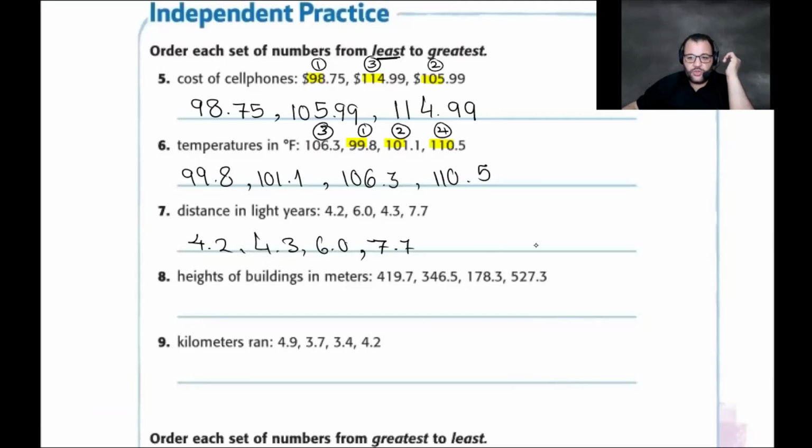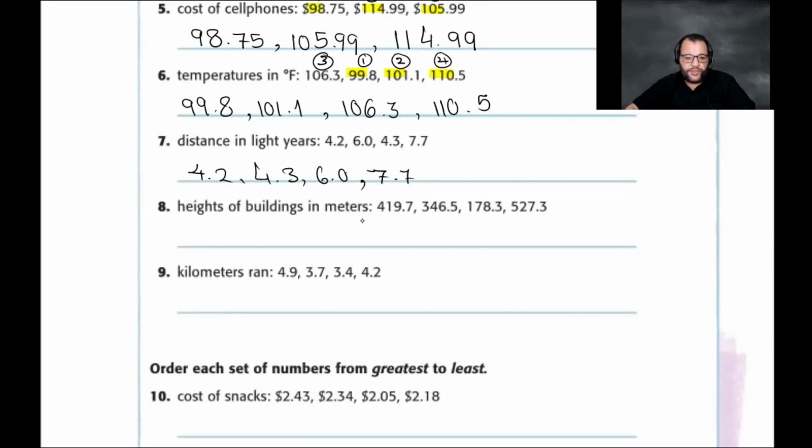Okay. So we need Hamza. Question number 8. There is a lot of noise beside you. 178.3. That's the first one. Then 346.5. Then 419.7. Yes, then 527.3. Thanks. Yusuf Khattabi.